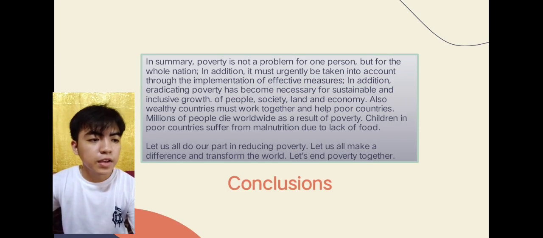Conclusions. In summary, poverty is not a problem for one person, but for the whole nation. In addition, it must urgently be taken into account through the implementation of effective measures. In addition, eradicating poverty has become necessary for sustainable and inclusive growth of people's society and land and economy. Also, wealthy countries must work together and help poor countries. Millions of people die worldwide as a result of poverty.